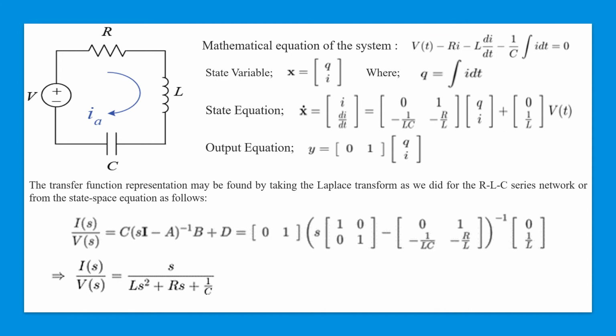If we want to find the transfer function of that system, then we can easily write it down using the transformation rules from state space to transfer function, that is I(s) by V(s) is equal to C into (sI minus A) inverse into B plus D.